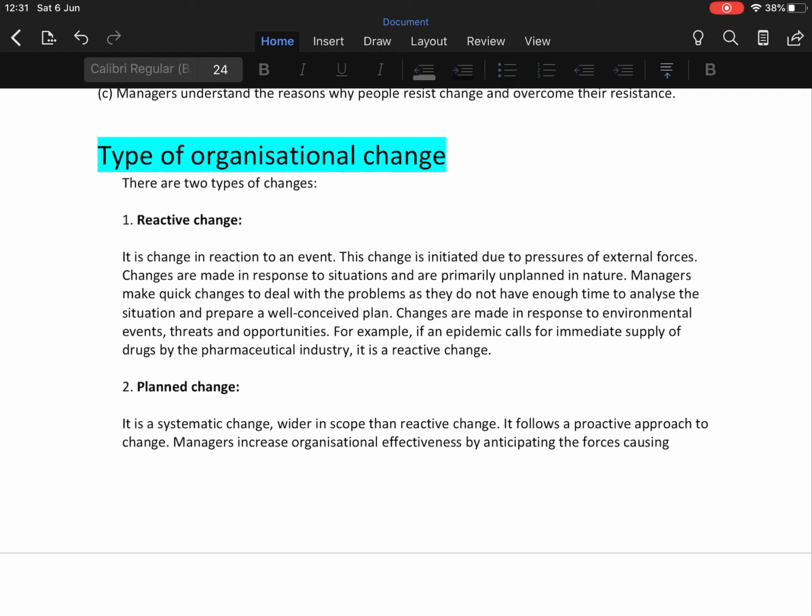Managers make quick changes to deal with the problem as they do not have enough time to analyze the situation and prepare a well-conceived plan. Changes are made in response to environmental events, threats, opportunities. For example, if an epidemic calls for immediate supply of drugs by the pharmaceutical industry, it is a reactive change.